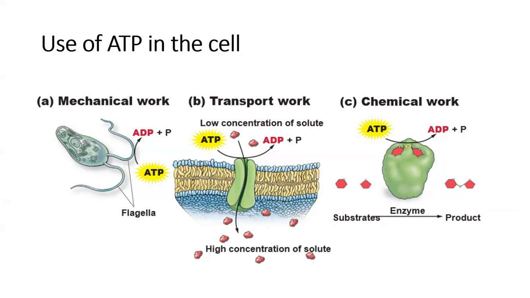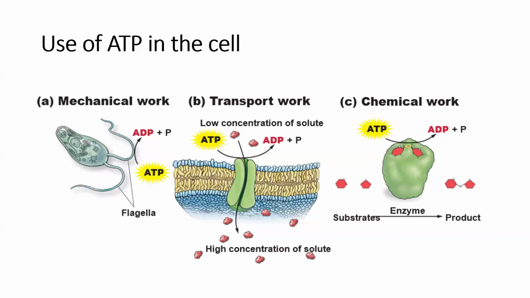Doing chemical reactions needs ATP in some cases, like the anabolic reaction we talked about. And finally, the focus of next class is going to be transport work. Whenever we try to move things from a low concentration area to a high concentration area, that's going to require energy in the form of ATP. From high to low, it's okay. It happens on its own. But from low to high, it requires energy.